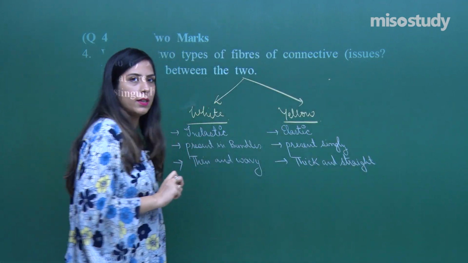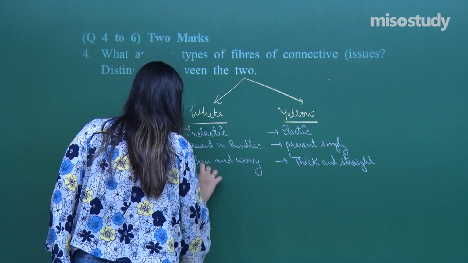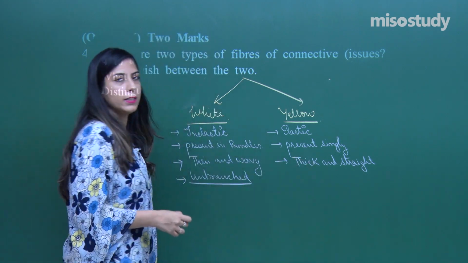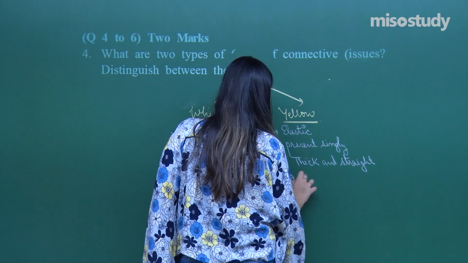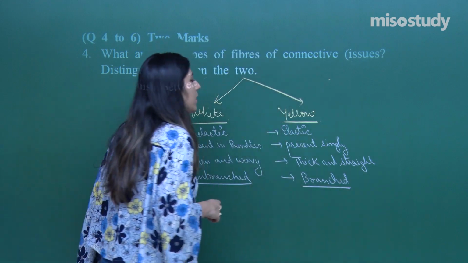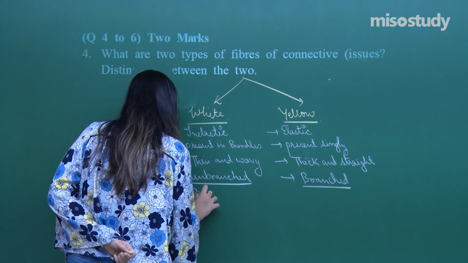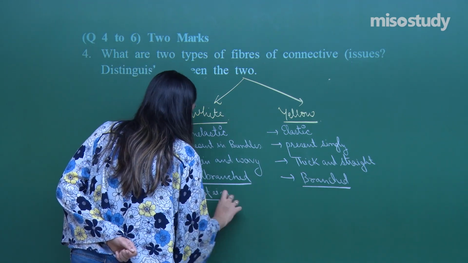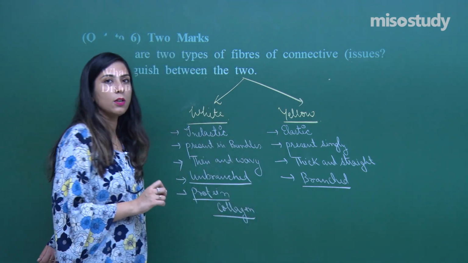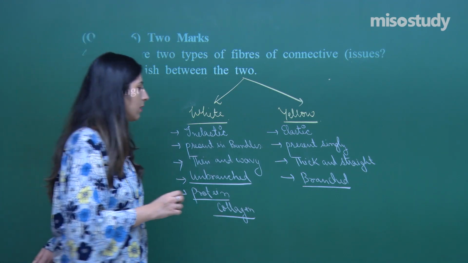Thick and straight, right? These white fibers are unbranched, whereas these yellow fibers are branched. Both the fibers are made up of protein, but the protein is different in both cases. In case of the white fiber, the protein present is called collagen. Whereas in case of the yellow fiber, the protein present is called elastin.